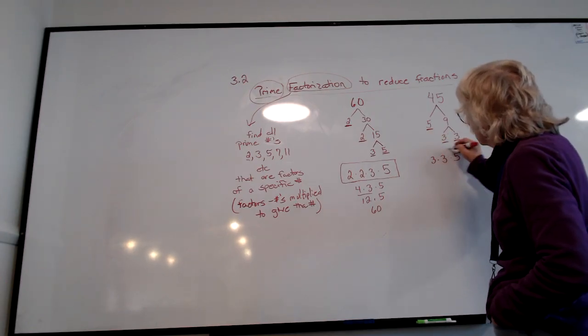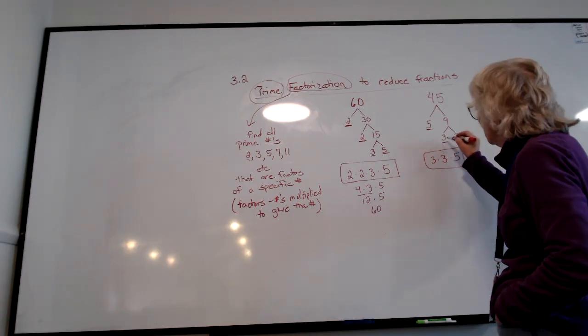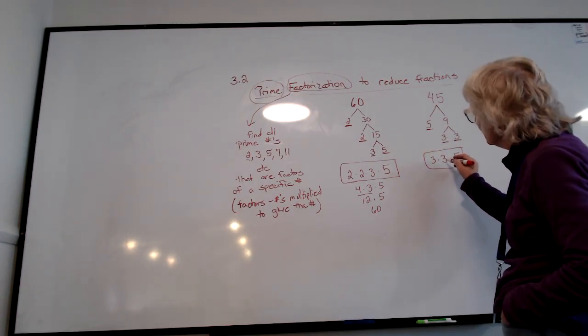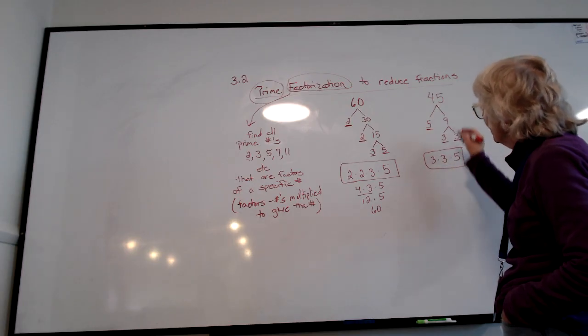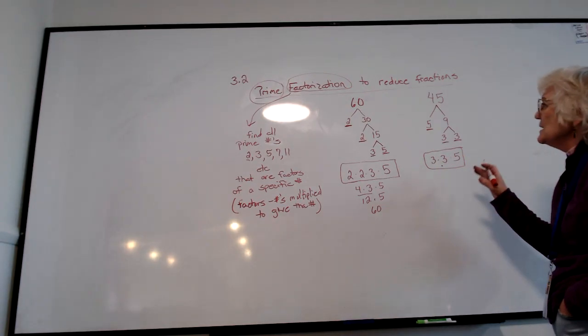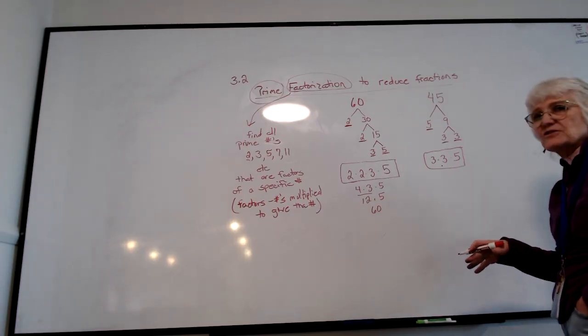These three numbers were the prime numbers that each branch ended on. Again, you can check it. 3 times 3 is 9. 9 times 5 is 45. We know that gives us 45. So that's what it means to do a prime factorization.